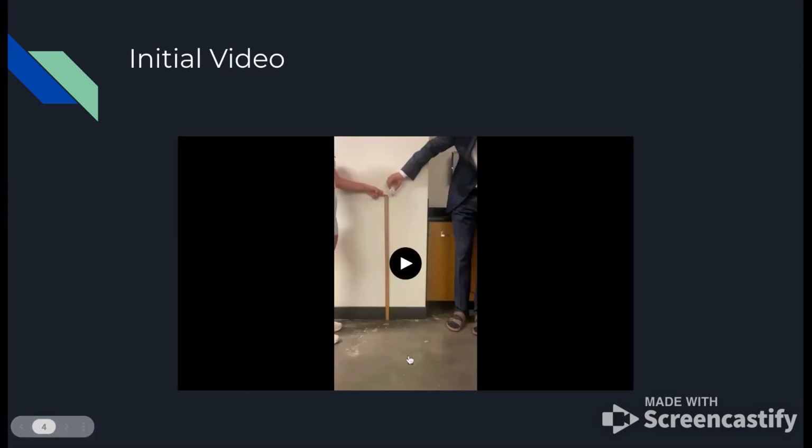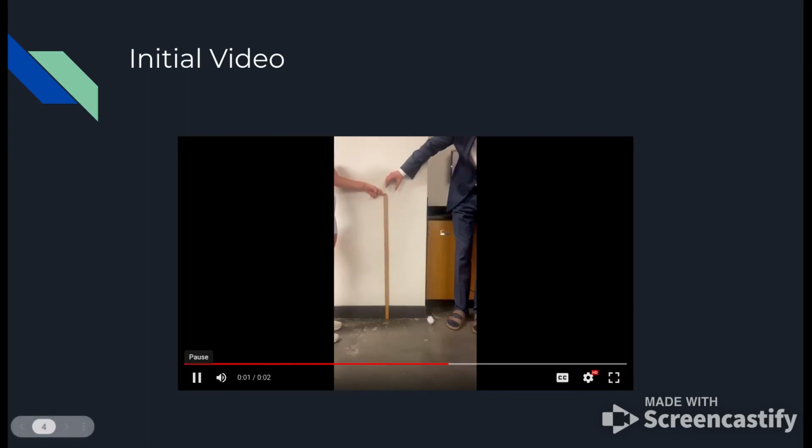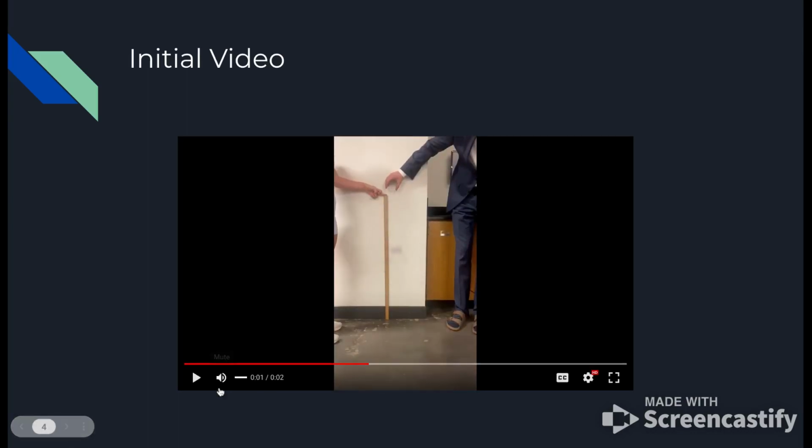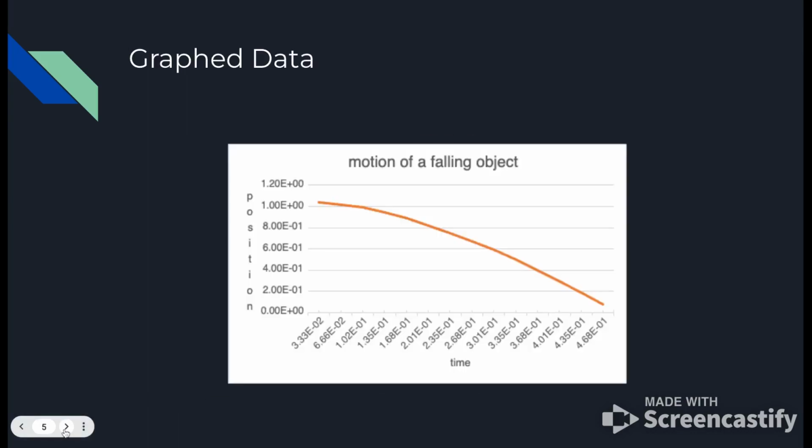So this is the initial video that I used. We used a crumpled piece of paper and dropped it against a ruler. And I put this into Tracker to get some of the data, and this was the initial graph with that data of the piece of paper's position over time.